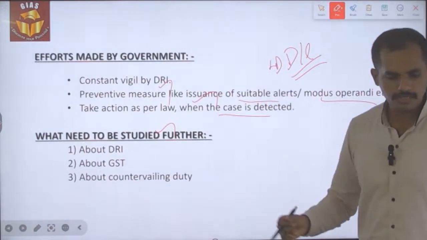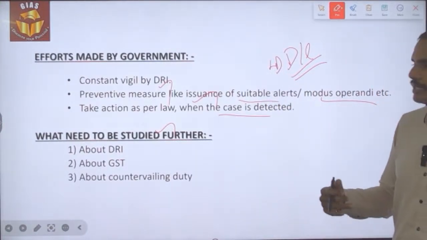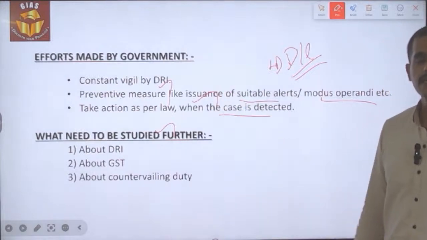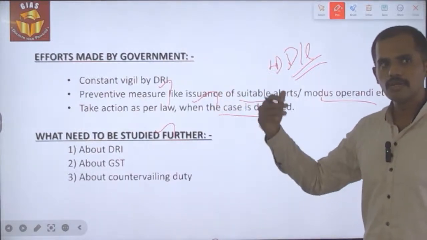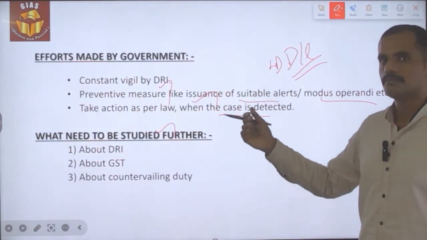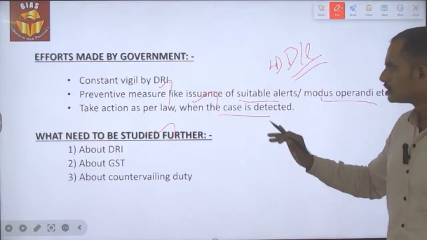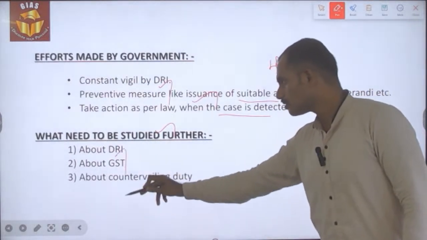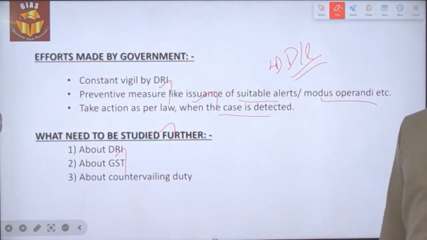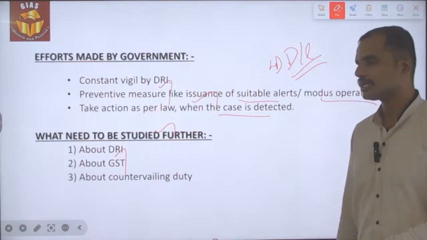So these are all the efforts that have been made by the government with relation to the discrepancies or the undervaluing of the invoicing that is happening in the trade between India and China. What needs to be studied further is, we should know about the Directorate of Revenue Intelligence, its structure, function as well as its objective.